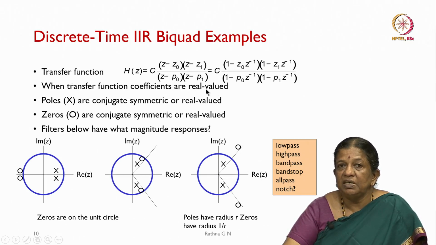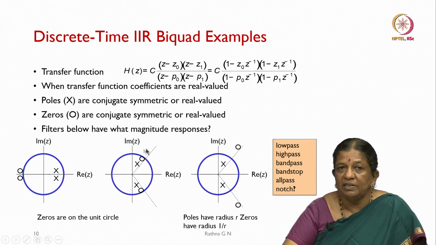So, coming to the biquad example, continuing, the transfer function is given by this equation. When the transfer function coefficients are real valued, then the poles are conjugate symmetric or real valued, and the zeros are likewise conjugate symmetric or real valued. So, what magnitude response do the filters below have? One has to answer this.